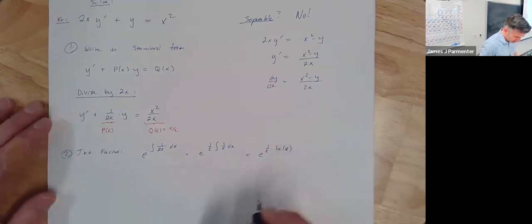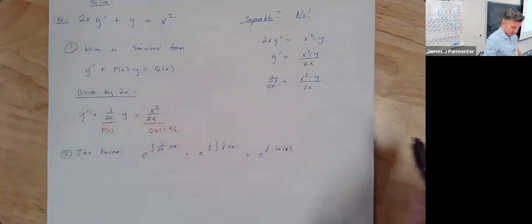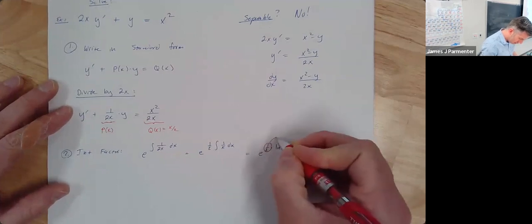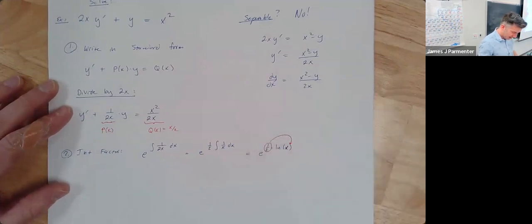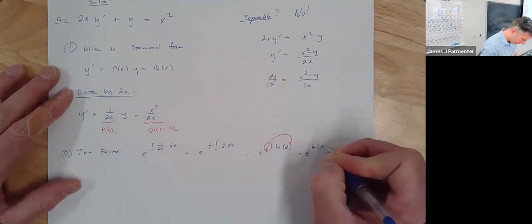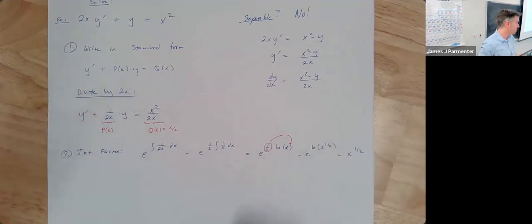And no plus C. Now, it is usually in your interest to simplify the integrating factor as much as you can. Especially if you see a natural log in the exponent, that means you're going to want to take whatever coefficient you have here, put it up on top like that, and then say that you have e to the natural log of x to the 1/2, which is just x to the 1/2, or if you prefer, the square root of x.